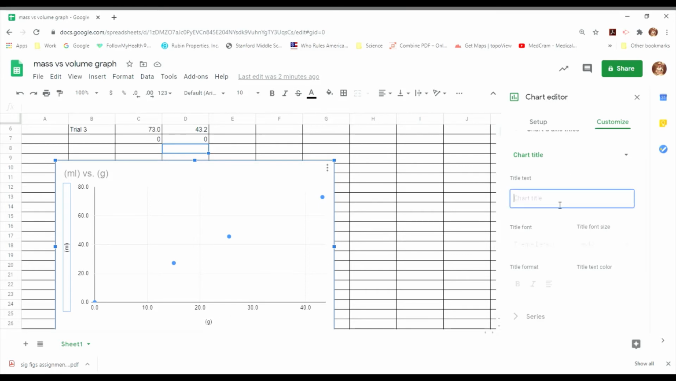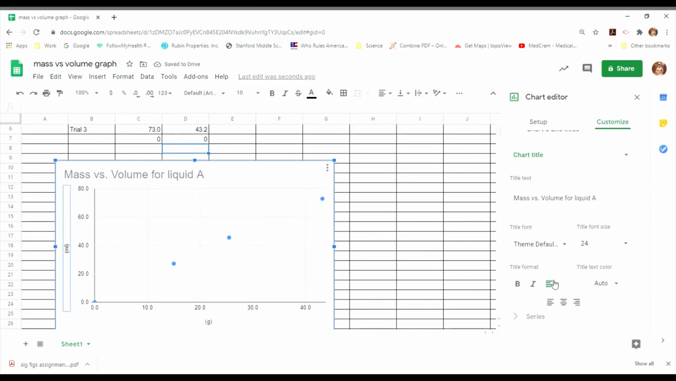We're going to write mass versus volume for, let's say, liquid A. Let's say that we're going to do this for liquid A. Okay. So there's your title. We can change fonts if you'd like. We can make the font bigger. Let's make it bigger. I guess we'll go 20. I don't know if that made it any bigger. I don't know what the default is. Make it 24. You can center it.